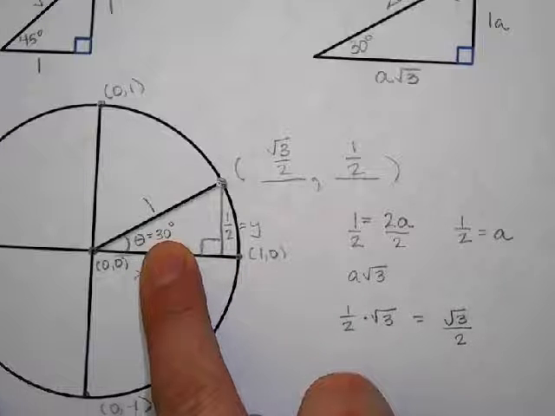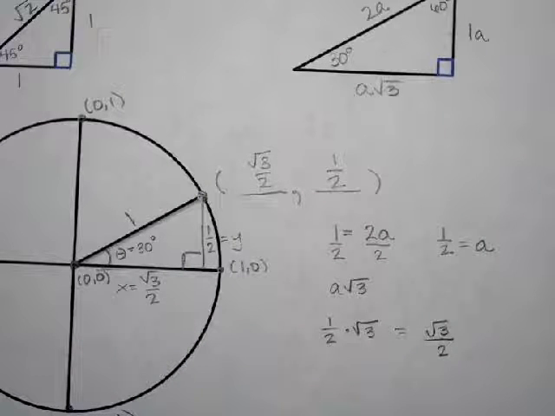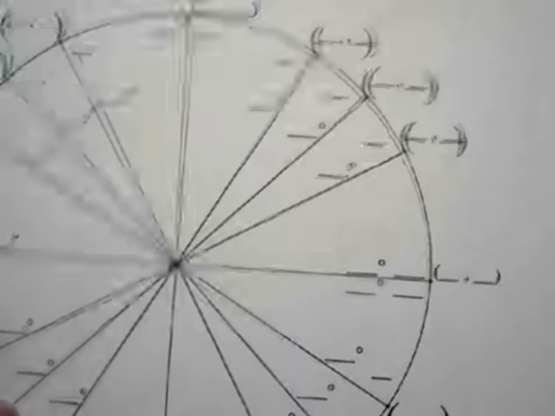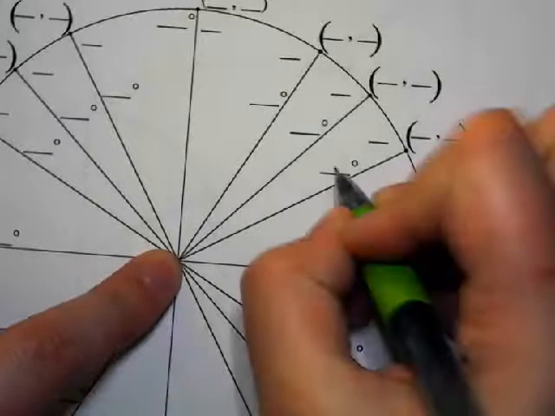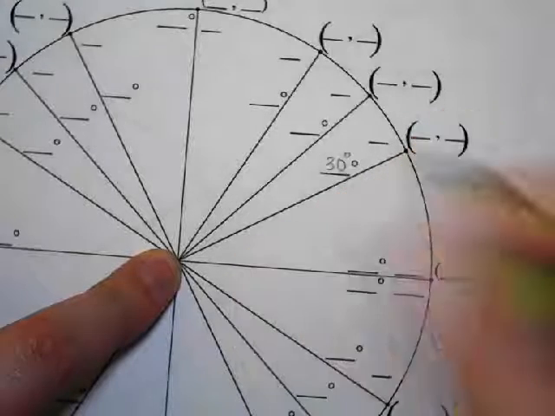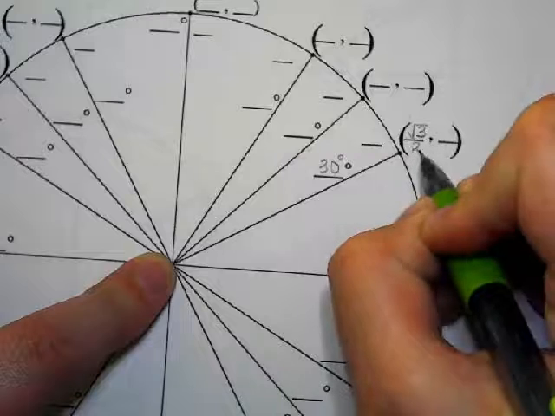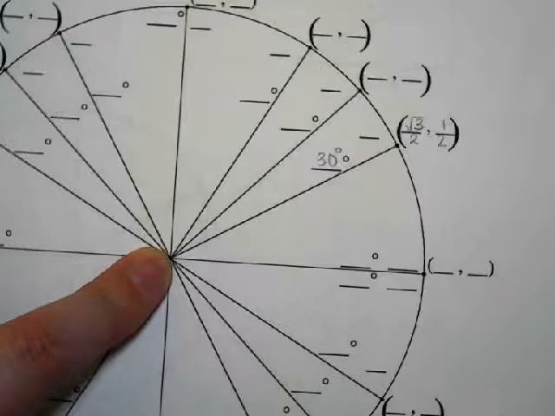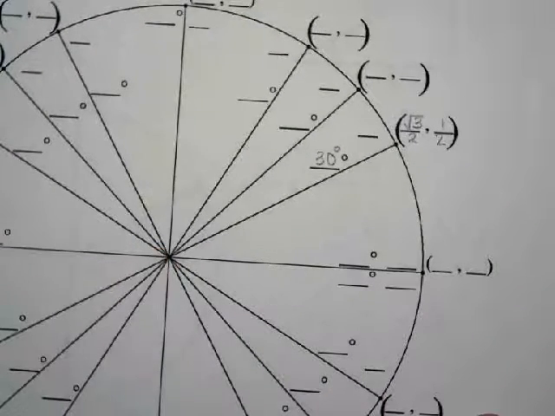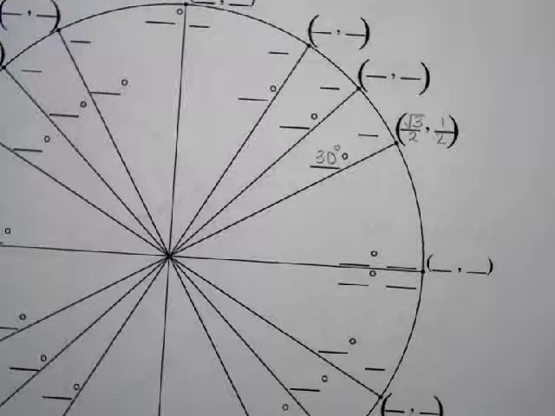Okay. So what we're going to do is we're going to grab our unit circle, and we're going to label that this is 30 degrees right here, and that it has an x coordinate of root 3 over 2 and a y coordinate of 1/2. Everyone good with that? Okay.